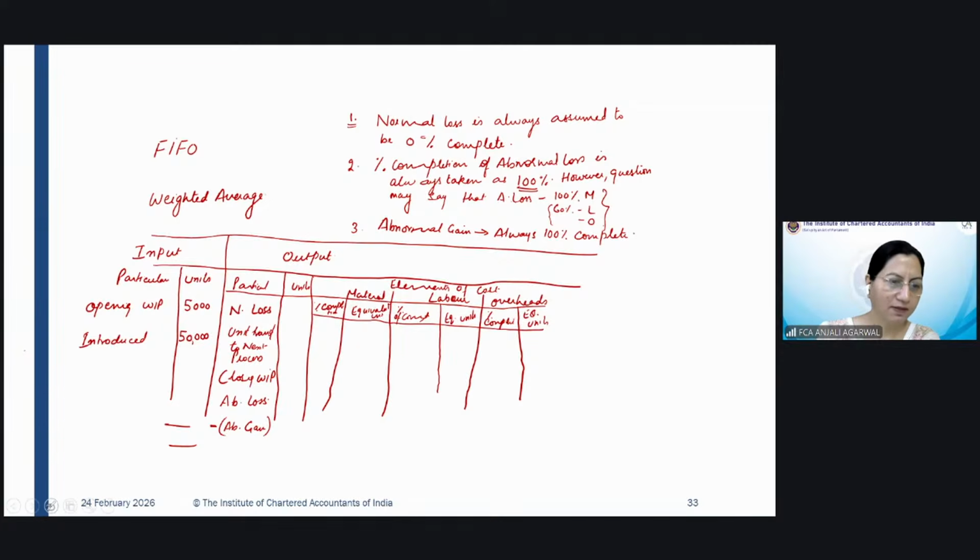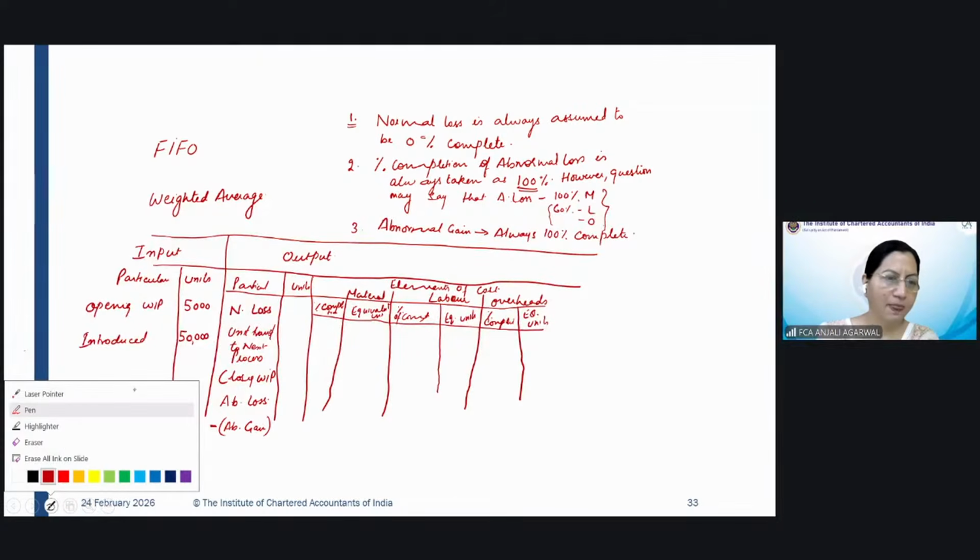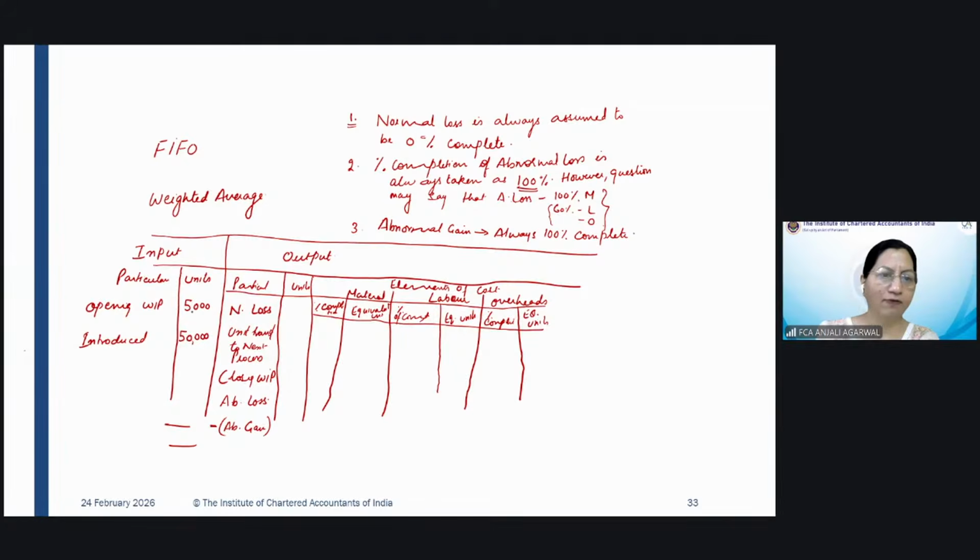Now your question, why we are subtracting. So if you have opening WIP 5,000, introduced 50,000, so in total you have to give a detail of 55,000 units. So if normal loss is, let's say, 5,500, transfer to next process 30,000, closing WIP 18,000, what did turn out to be the abnormal loss? 1,500. Okay. No abnormal gain. Total matches to 55,000, right?